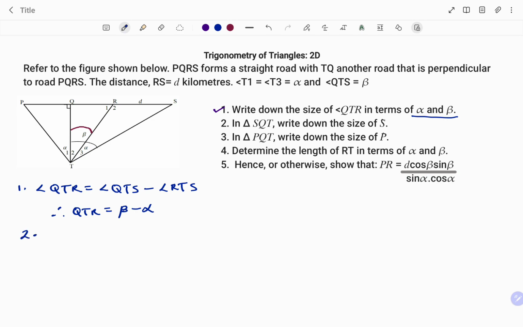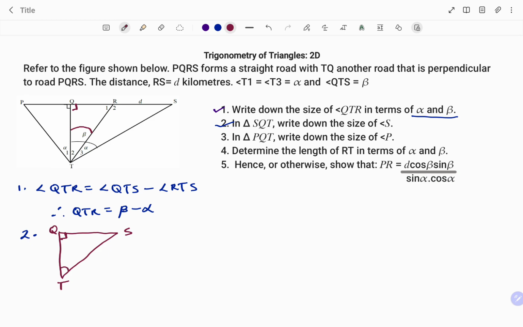Going to the second part of the question, we have, in triangle SQT, write down the size of angle S. I'm going to start by drawing out the diagram, taking it out from the original diagram. So we have this as S, this as Q, and this as T. Note that this line PQR is a straight line, such that the other angle at Q will be a right angle. So I'm going to put a right angle as shown. Then we have angle QTS.